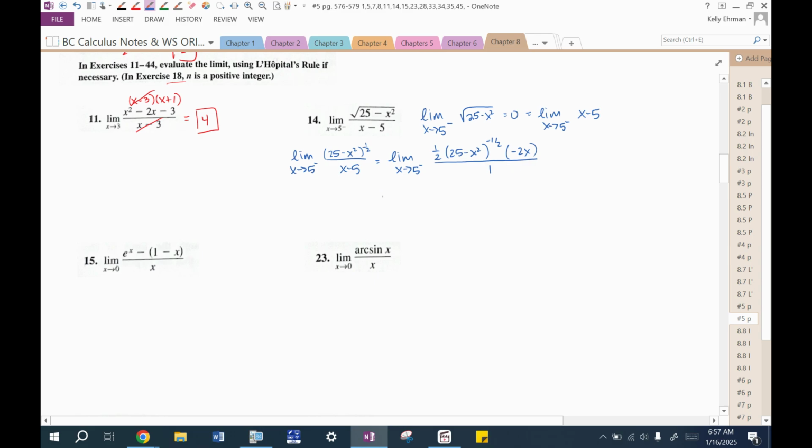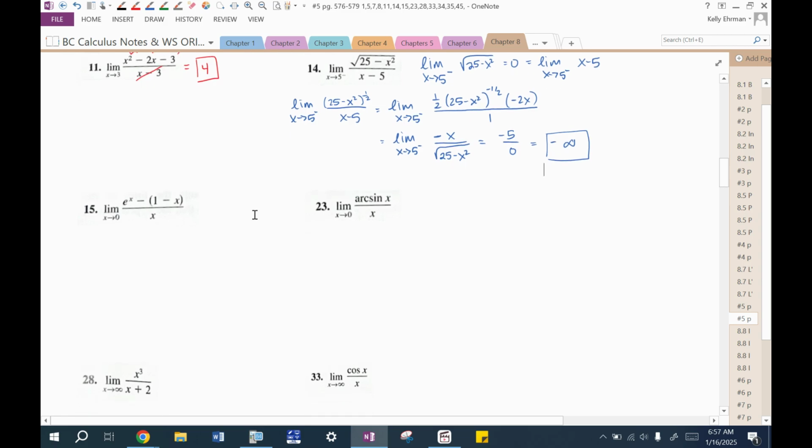Can we evaluate at this point? We might want to clean things up a little bit just so we don't get the wrong answer when we evaluate. So 1/2 times negative 2x is just negative x. And this negative exponent is going to send this square root of 25 minus x squared to the denominator. Now, if I plug 5 into this, I'm getting negative 5 on top and 0 on the bottom. And remember, that doesn't mean we need L'Hopital's rule again. It means that this limit doesn't exist. The graph on the left of 5 must be heading to negative infinity. So this limit does not exist, and I can say how it does not exist because it's unbounded in the negative direction.